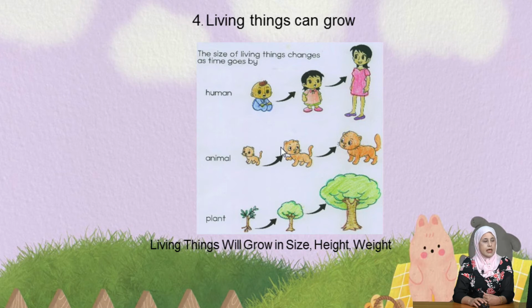Human is a living thing. Animal is a living thing. Plant is a living thing. They grow step by step, okay? So living things can grow. They can grow, okay?